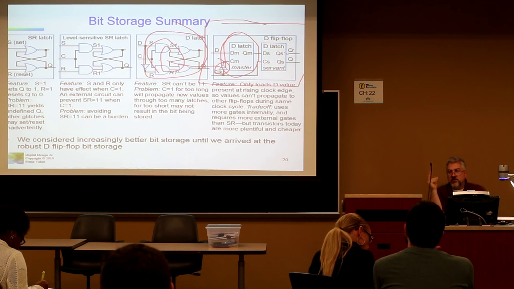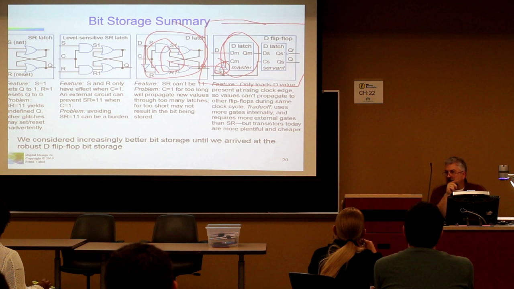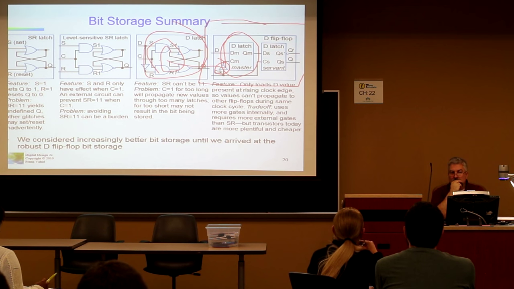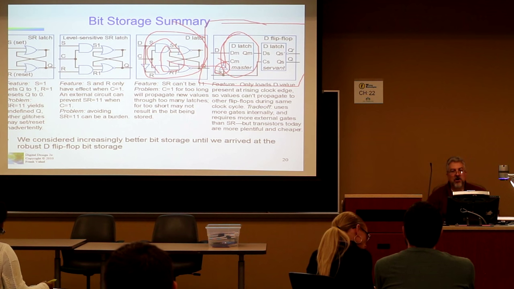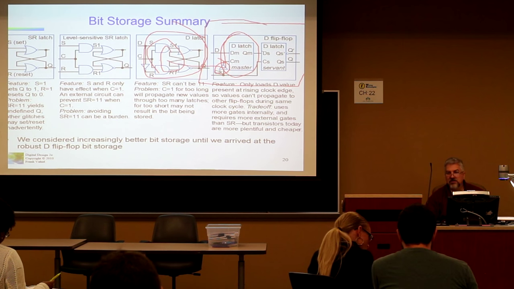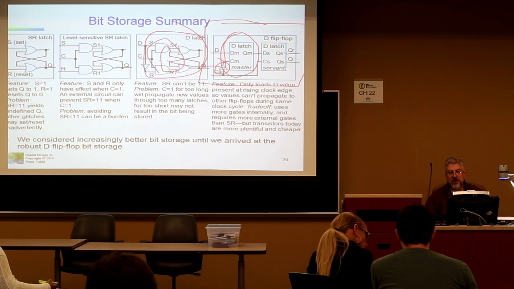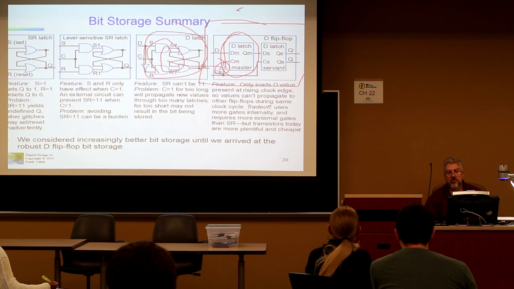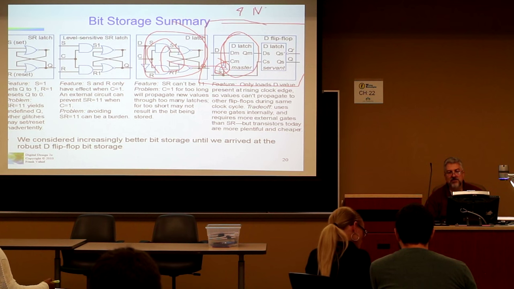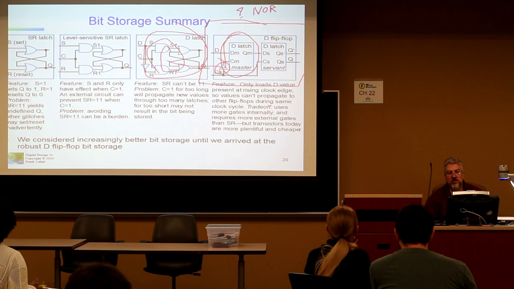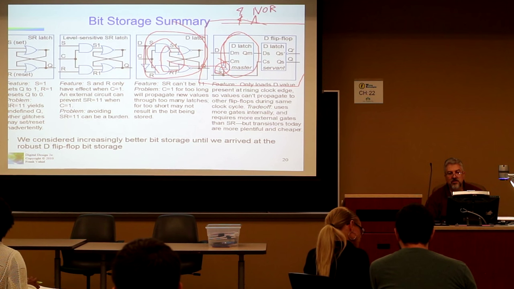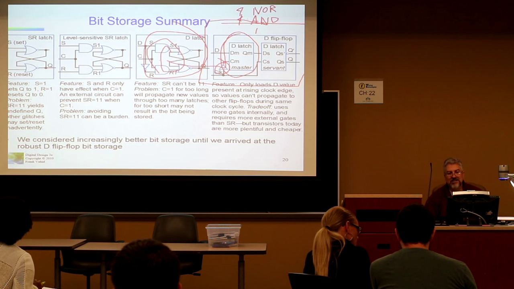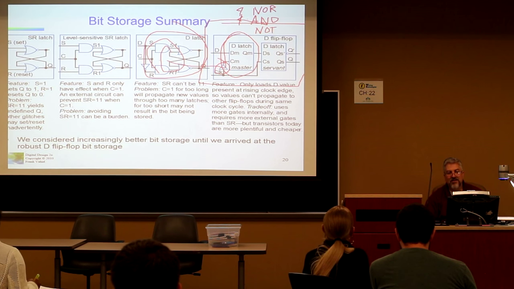A flip-flop has two latches and an extra NOT gate, right? So we have two latches. So if we just look at the whole D flip-flop, how many NOR gates do we have in this D flip-flop? Four NORs. How many ANDs? So we have four ANDs. And how many NOTs? Oh, I got one, two, and three.